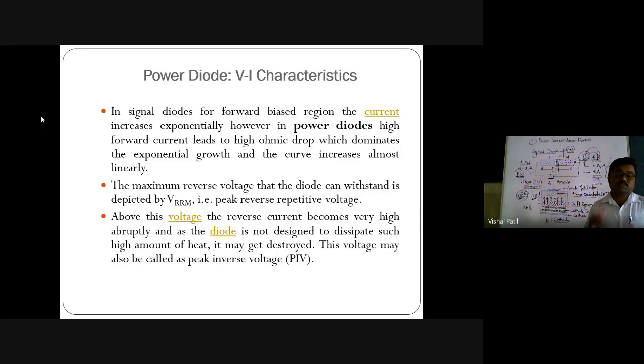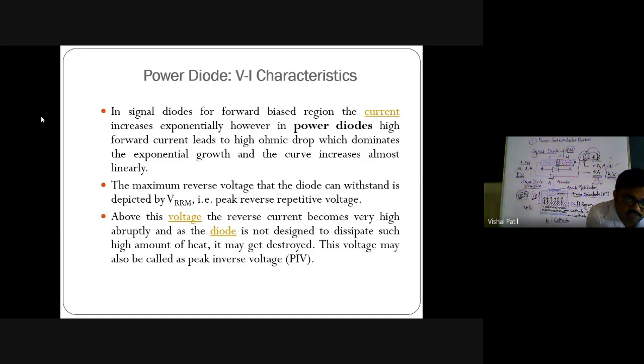Peak inverse voltage we generally get when the diode is connected in reverse bias. The reverse current becomes very high. The moment at which the reverse current becomes very high, there is a possibility of breakdown of that PN junction, because of which we get a very high reverse current, and when it breaks down, there is a possibility of destruction of the device because of the heat dissipated.